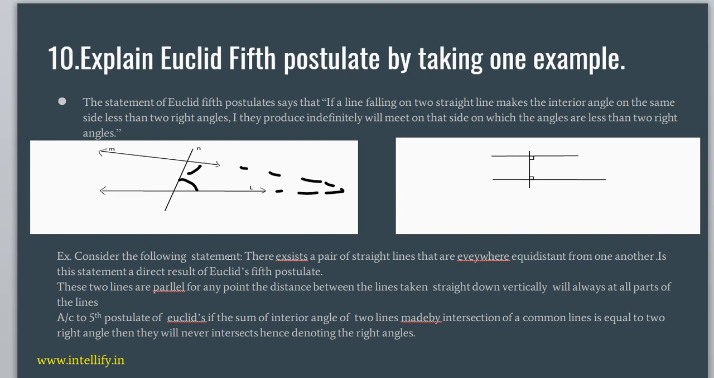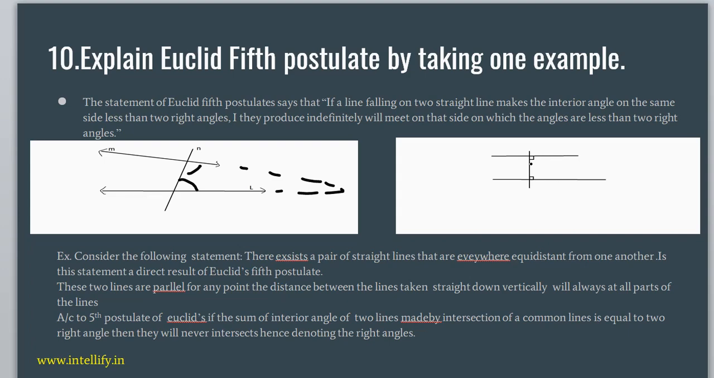Consider the following statement: there exists a pair of straight lines that are everywhere equidistant from one another. Is this statement a direct result of Euclid's fifth postulate? These two lines are parallel. For any point, the distance between the lines, taken straight down vertically, will always be the same at all parts of the line. So what we can conclude here is that since they are parallel lines, the sum of interior angles made by these two lines with the line which intersects them will be 180 degrees, because they are parallel. For parallel lines, we know the distance between them is always constant.